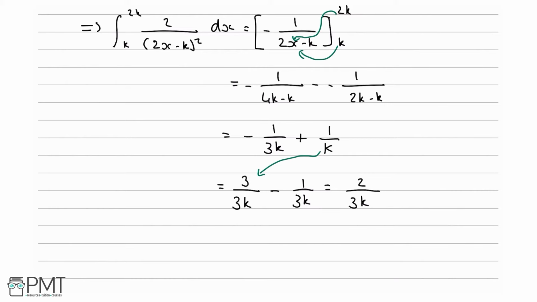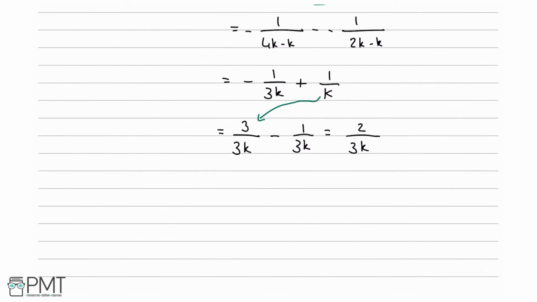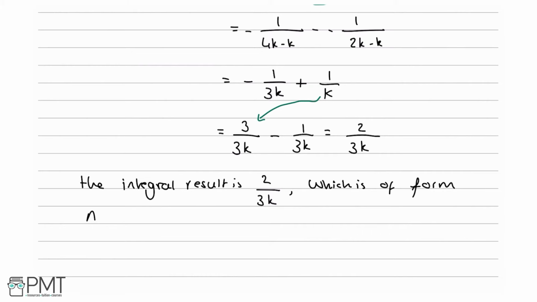Which is our answer to the question. So what we can write is just a concluding statement. We say the integral result is 2 over 3k, which is of form a over bk, and therefore, actually when you write therefore you use the 3 dots, and therefore equals or means it is directly proportional to 1 over k.